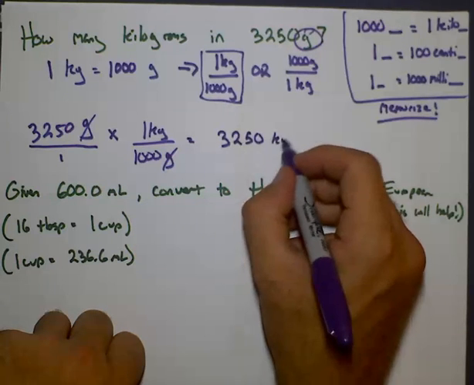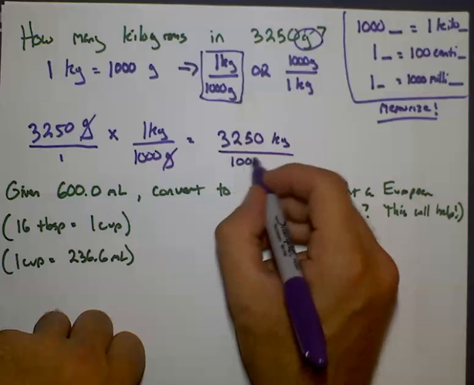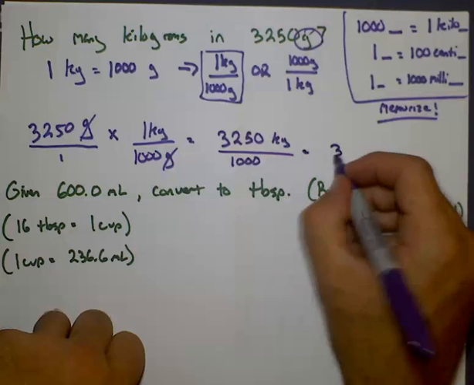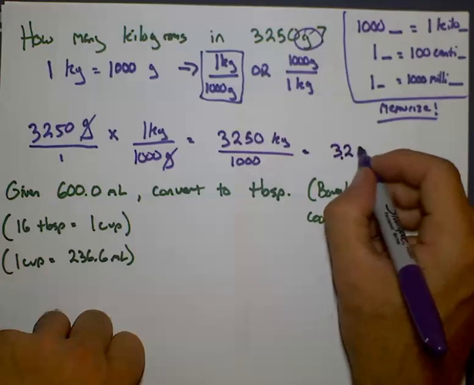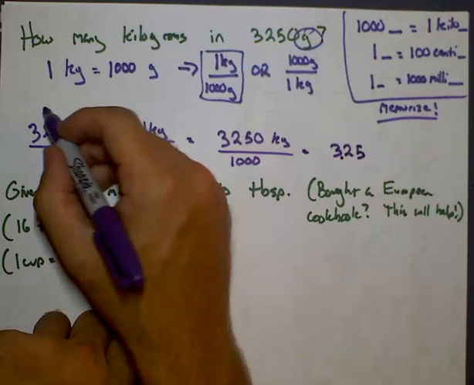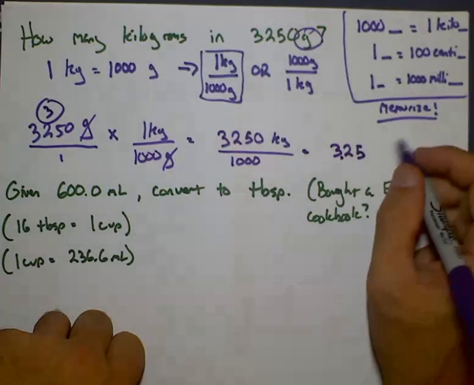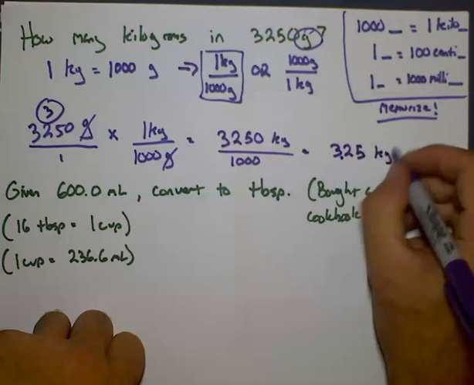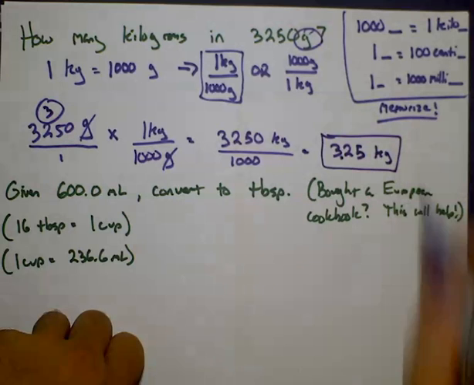3,250 kilograms divided by 1,000. So 3.25, because we only have 3 sig figs here. Alright, and that is going to be in kilograms. 3.25 kilograms.